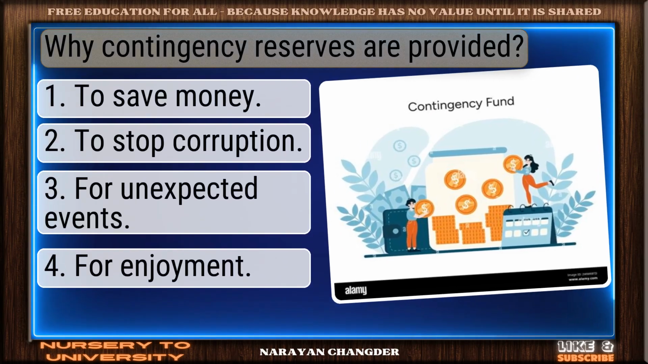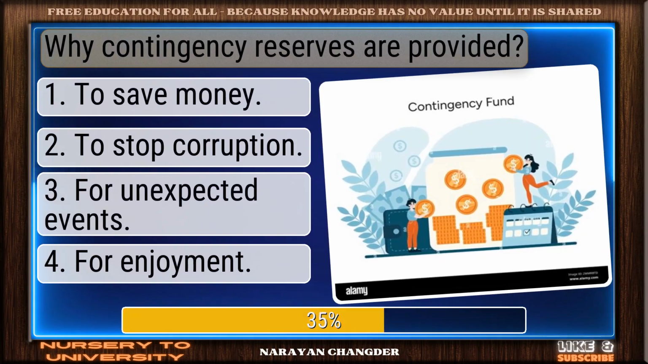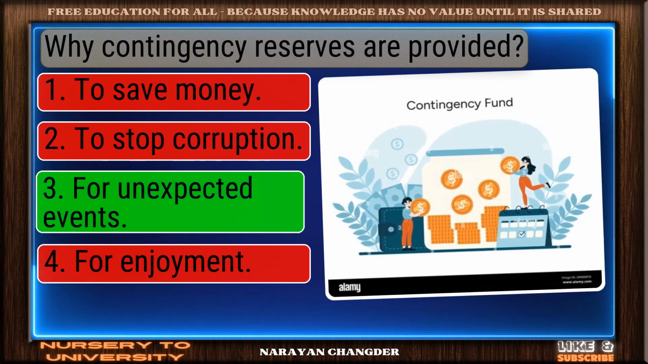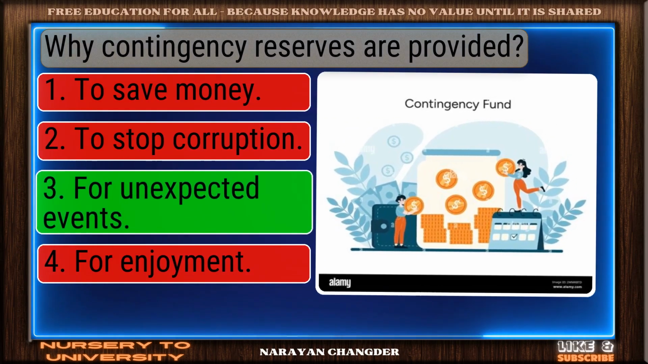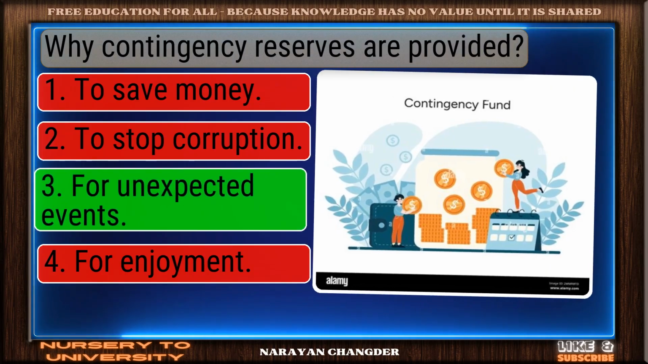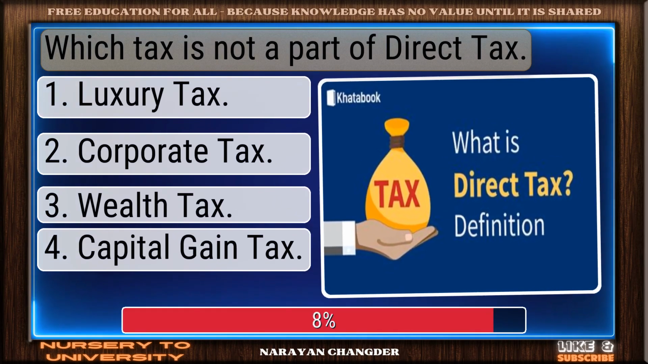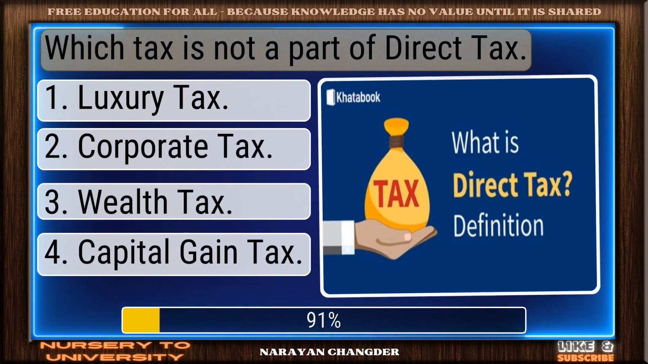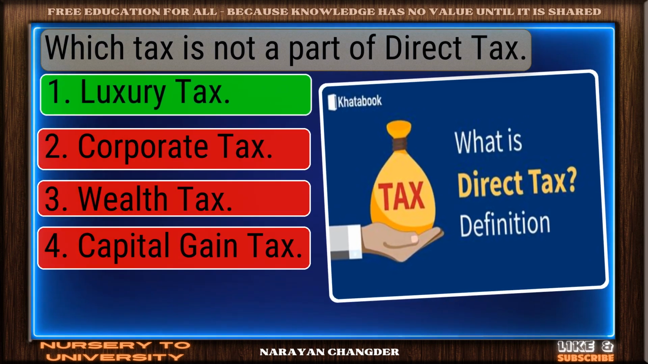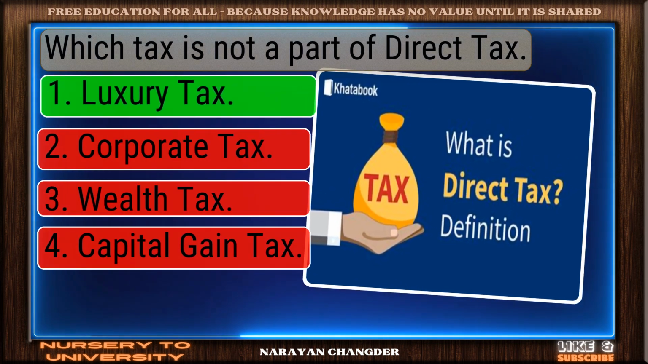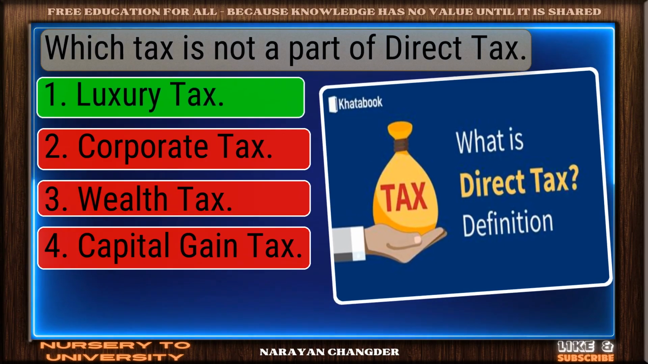Why contingency reserves are provided? Great thinking. For unexpected events is the right choice. Which tax is not a part of direct tax? Nice work. You chose luxury tax, and it is correct.